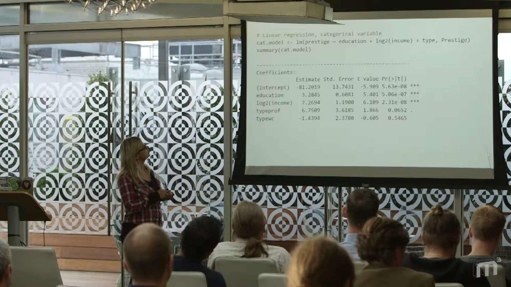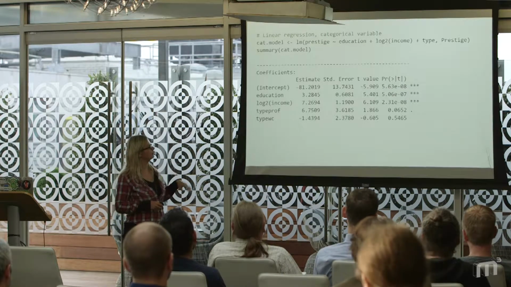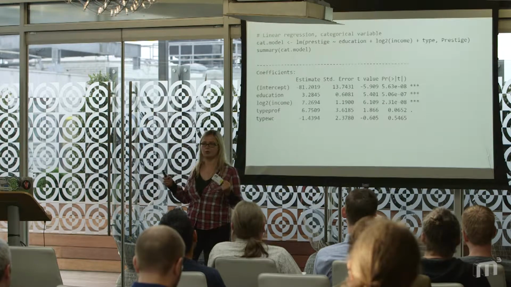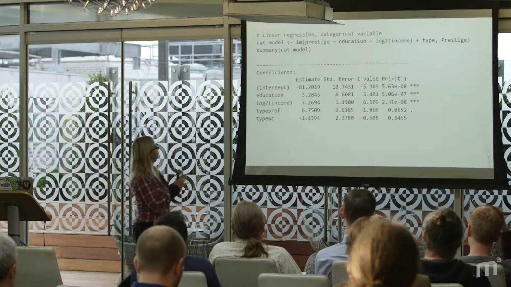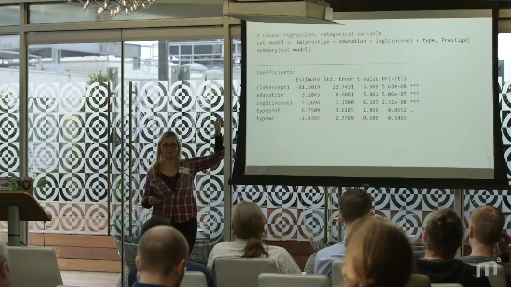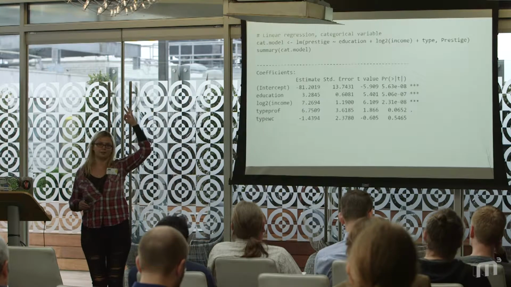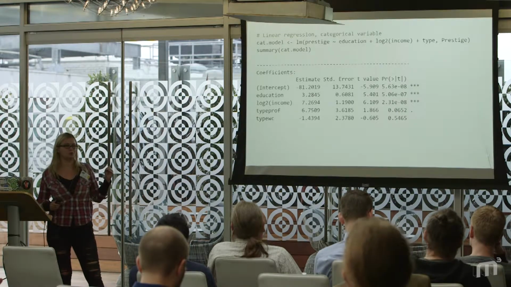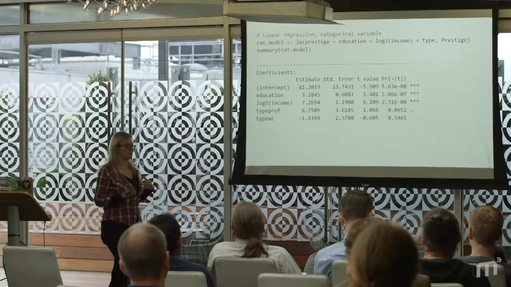So I modeled prestige again based on education and income. I threw away women, and I put in type. And type was a categorical value. So it had blue collar, white collar, and professional. And what it created was 2 dummy variables, because we have 3 values in our categorical data. So it basically created variables that have zeros or ones.